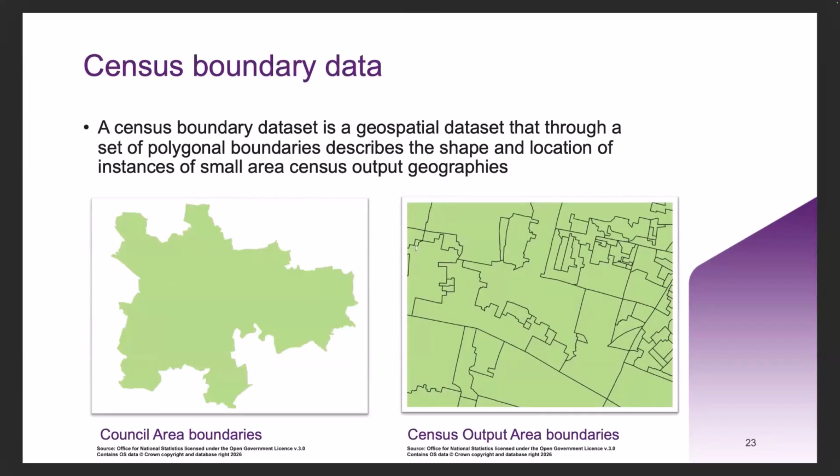And this is just an example of what this census boundary data actually is. A census boundary data set is a polygonal geospatial data set that just tells you on the ground what the output geography is like. On the left here we have a council area boundary for Glasgow. On the right we have the much smaller census output area boundaries.